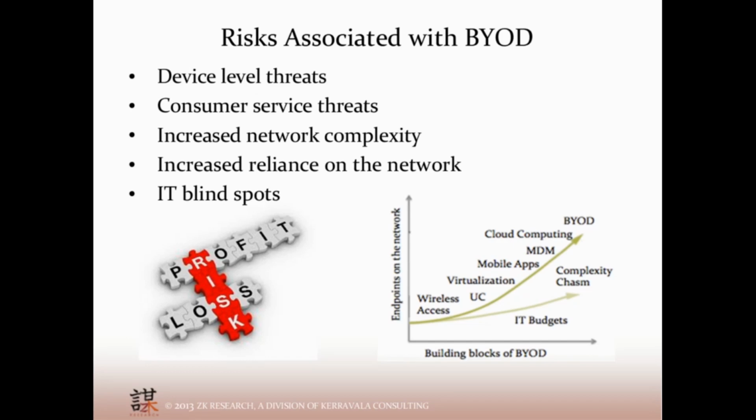You will have increased network complexity, and you think of all these things on this chart down here between wireless access and UC, trying to run desktop virtualization perhaps, cloud computing, MDM. It increases the complexity of the environment that you have, and I think simplification of the network and simplification of network processes can help a lot. I discussed the reliance on the network, and then there's a number of blind spots brought on the network that IT is going to have.